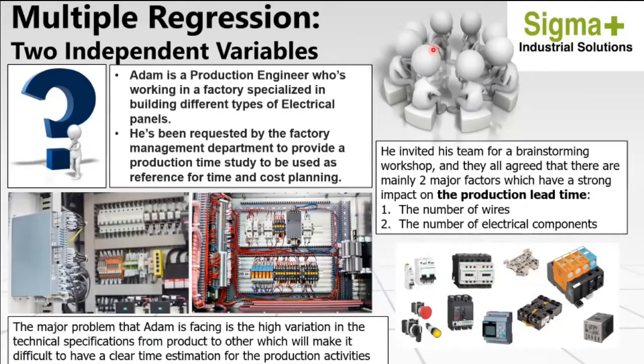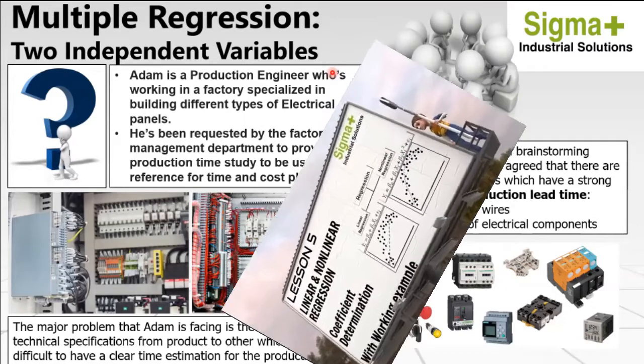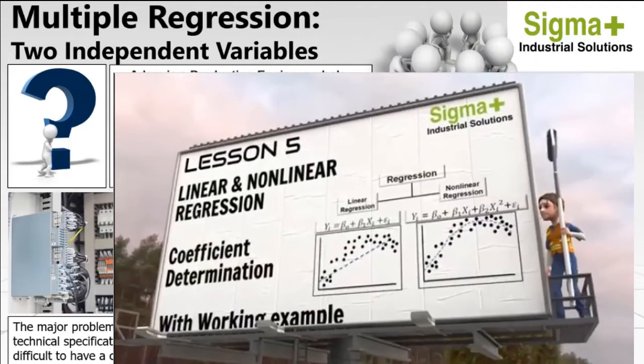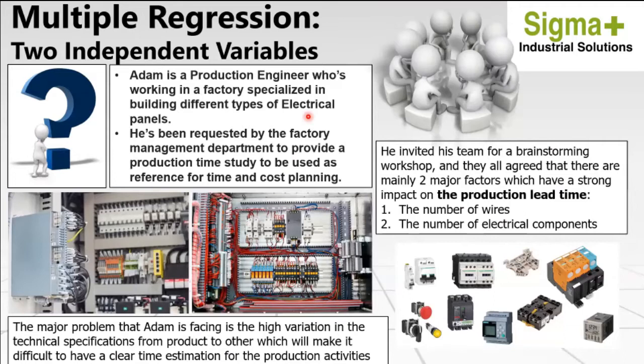So multiple regression is a statistical method to create a prediction equation for a dependent variable y and multiple independent variables x's. Please make sure that you've watched the last lesson, where we explained the linear and non-linear regression equation, as it will help you to better understand today's lesson. Okay, so let's take our example now to understand multiple regression better.